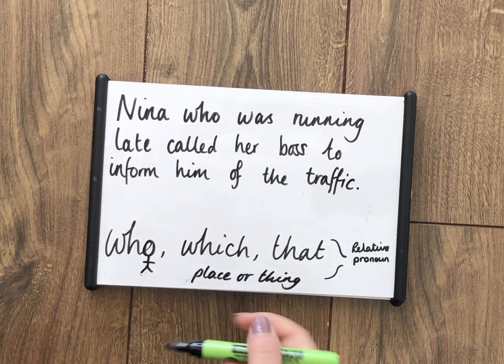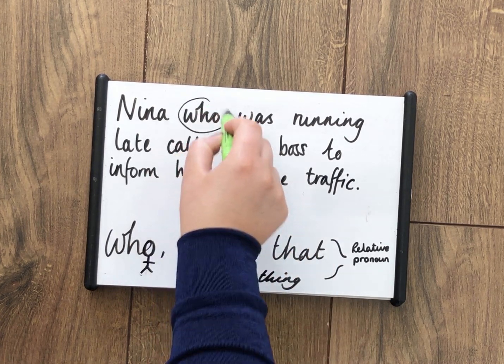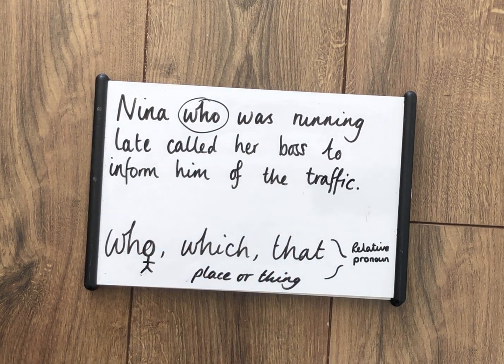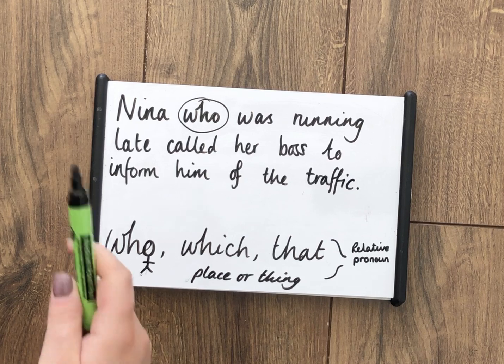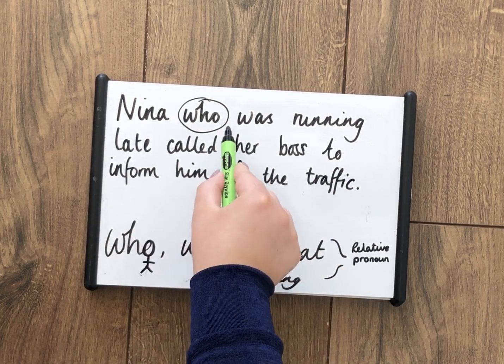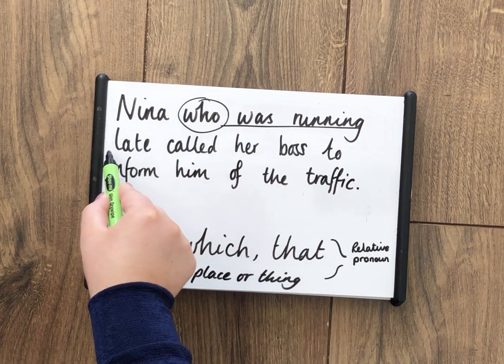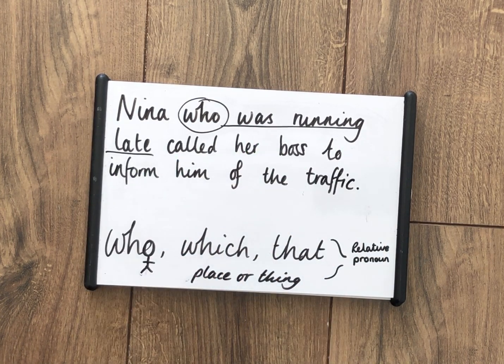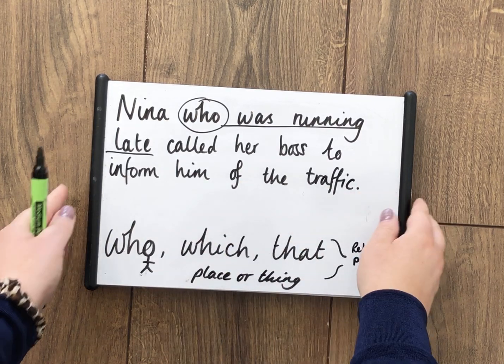So first of all, we can see that the relative pronoun here is who. And now we're trying to think of what is the extra information. So Nina, who was running late, called her boss to inform him of the traffic. So who was running late? And again, similar to parenthesis, what we can do to check it is take that out and see if it still makes sense. So with it taken out, Nina called her boss to inform him of the traffic. Yes, we can see that still makes sense. So that is obviously for a person.